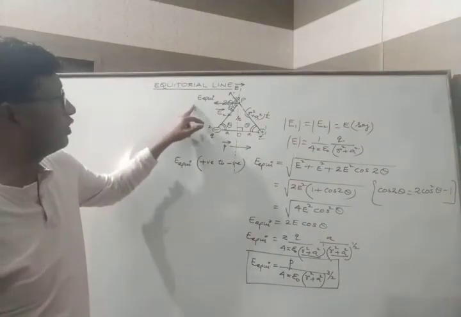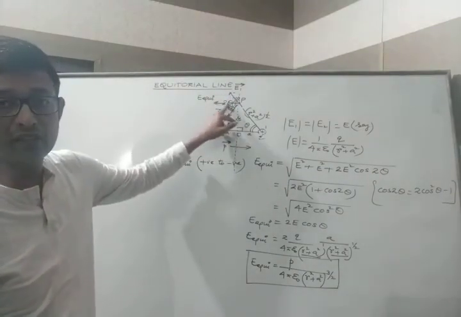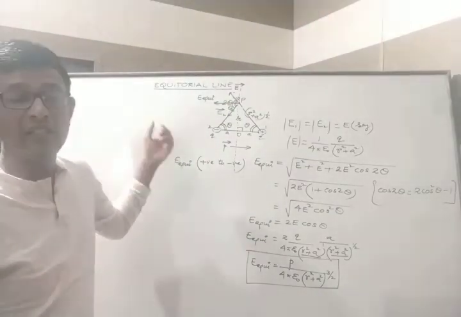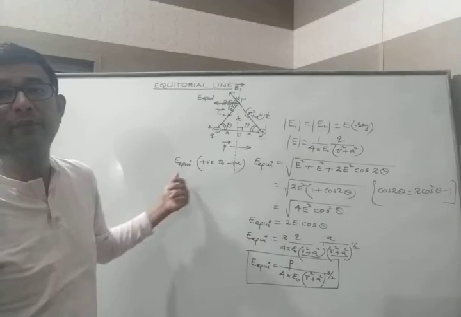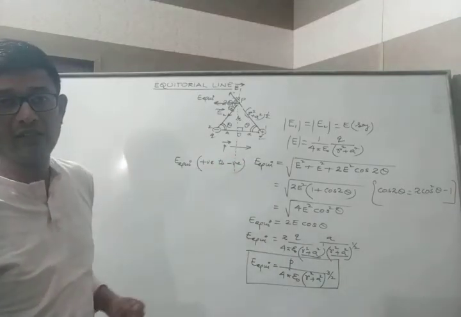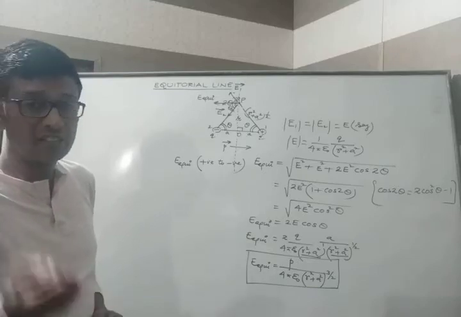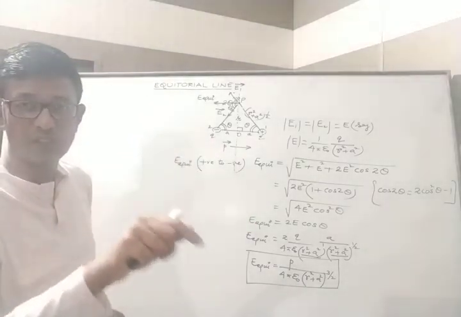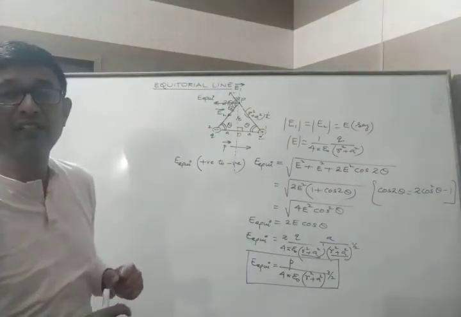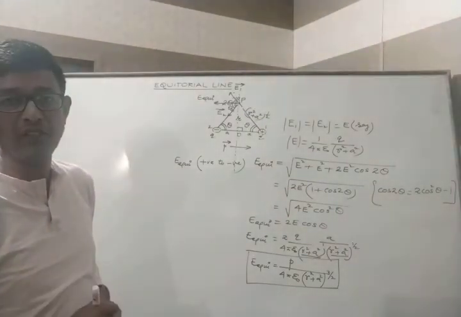So the direction of the electric field at a point on the equatorial line due to an electric dipole is from positive charge to negative charge. That is in a direction opposite to that of the dipole moment. That is in a direction opposite to that of the dipole length. So that's a very, very important point. E axial is directed along the direction of the dipole length or the electric dipole moment, but E equatorial is directed opposite to the direction of dipole length or dipole moment.